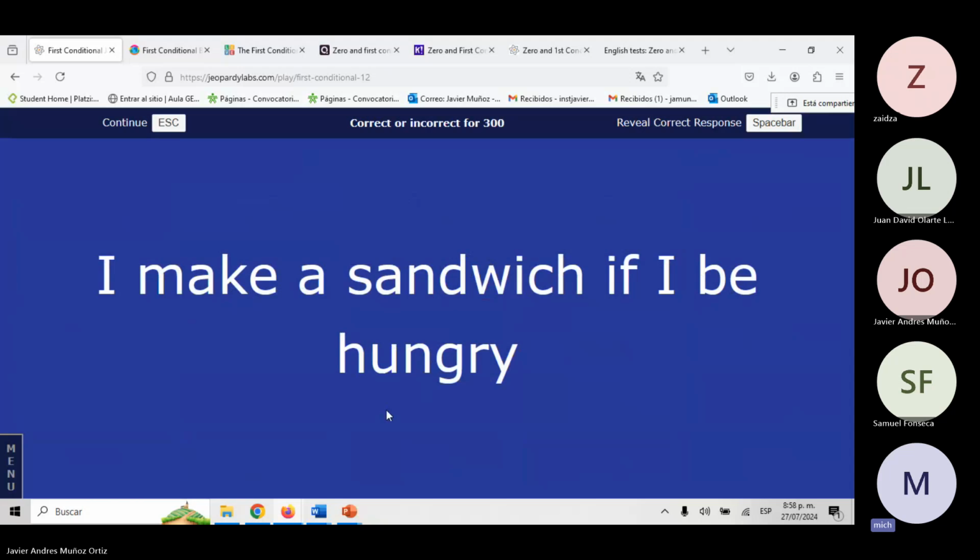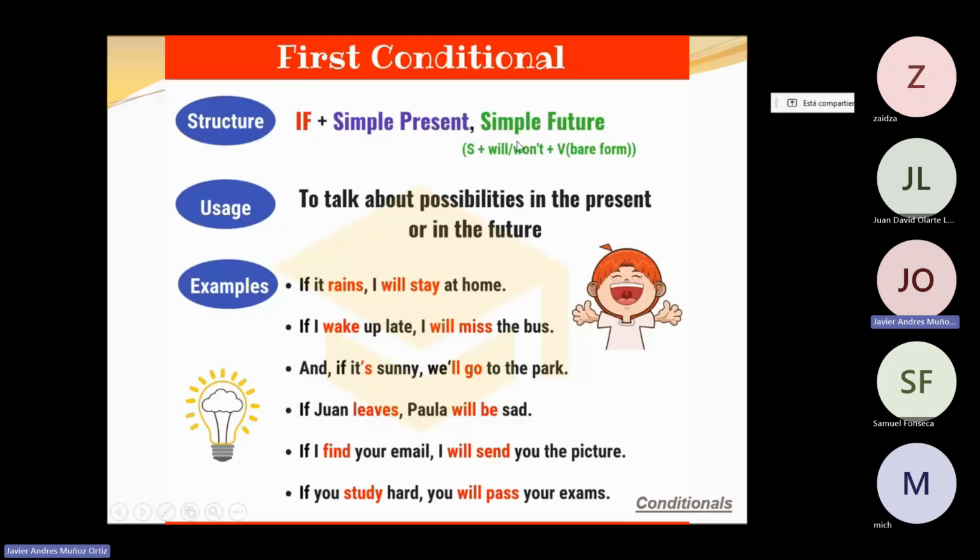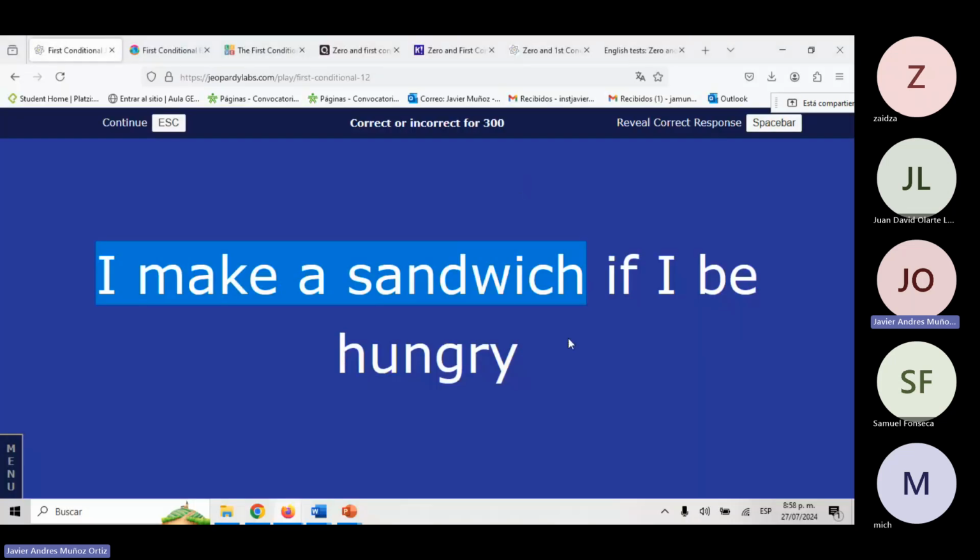I will. Continue. I don't know, teacher. Right. I'm going to give you a hint. This is the effect. And remember that the effect uses the future will. Therefore, where do we have to put the word will?